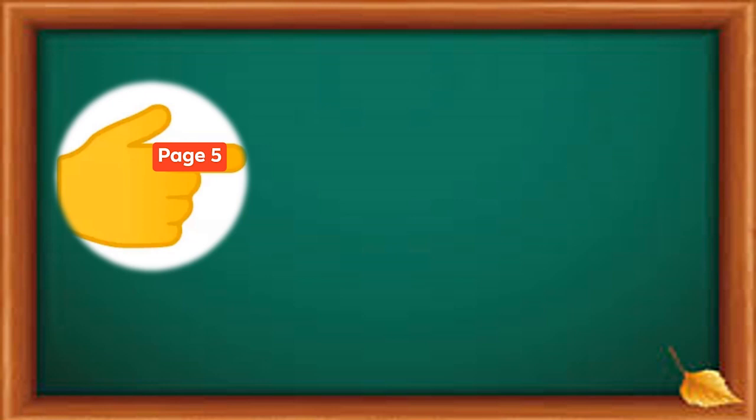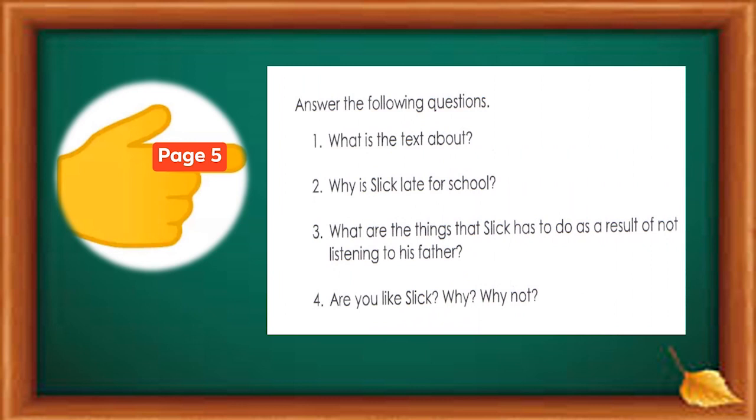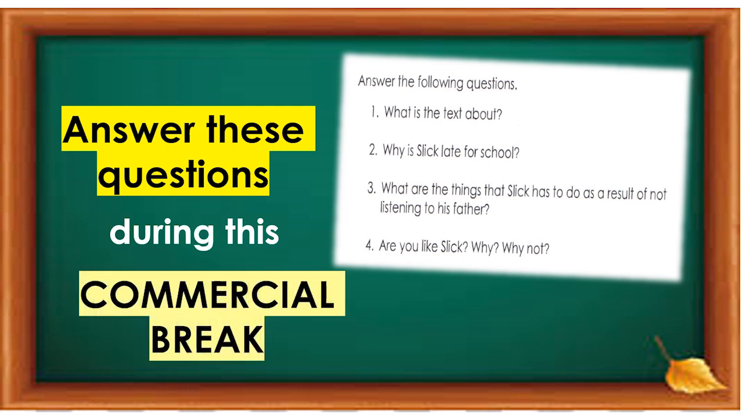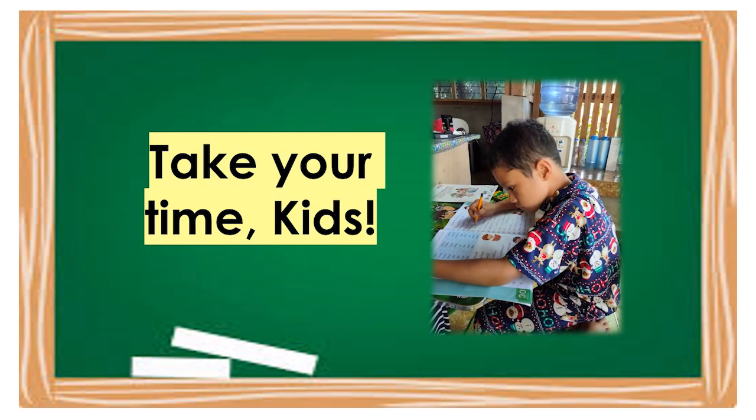Okay, kids, answer the following questions on page 5. Number 1. What is the text about? Number 2. Why is Slick late for school? Number 3. What are the things that Slick has to do as a result of not listening to his father? Number 4. Are you like Slick? Why or why not? Answer these questions during this commercial break. Take your time, kids!